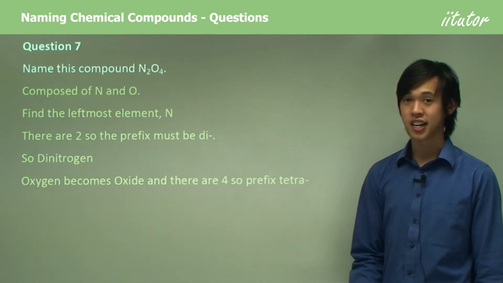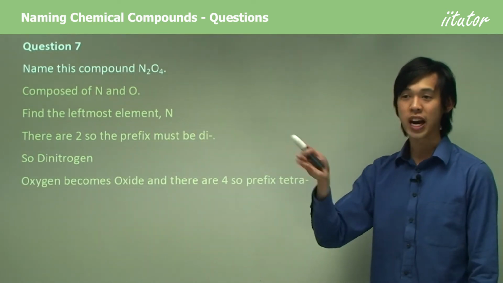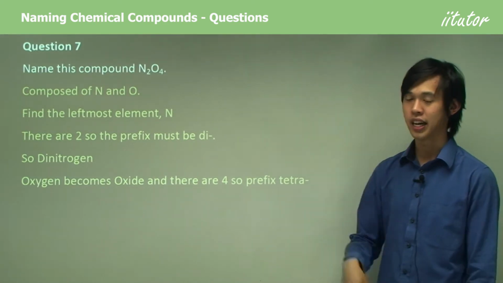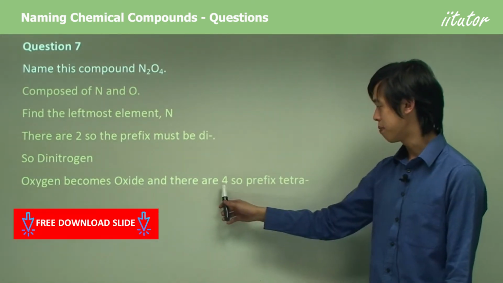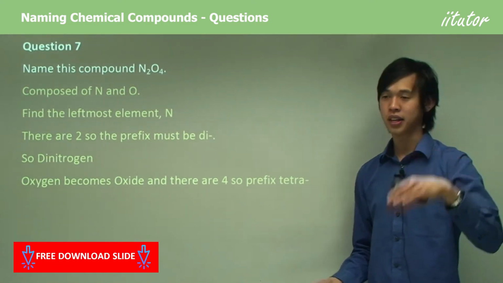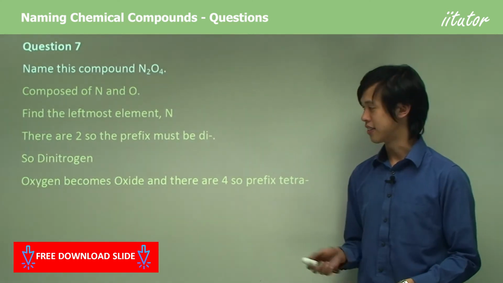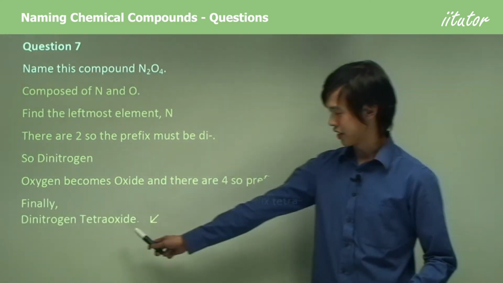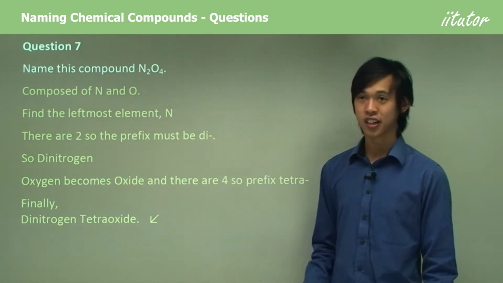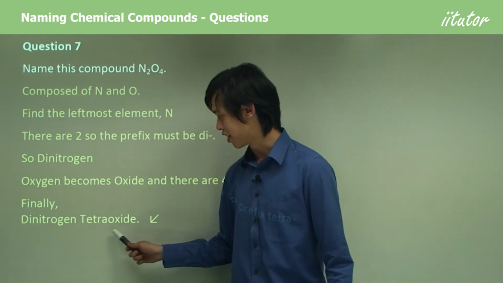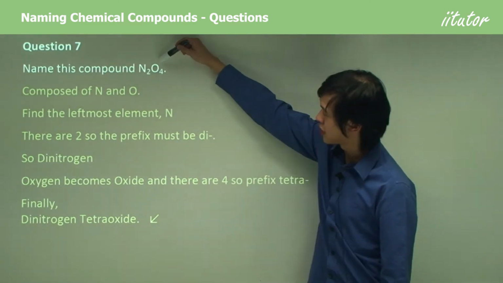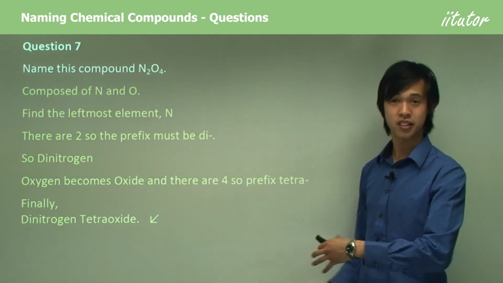Oxygen becomes oxide because it's more to the right. So we drop the second syllable and we add "ide," and there are 4 of them. And if you look up the IUPAC naming, 4 is tetra. So we've got tetraoxide here. And if we put them together, you've got dinitrogen tetraoxide. Dinitrogen, there's 2. Tetra, there's 4. And you can see where the rest comes from.